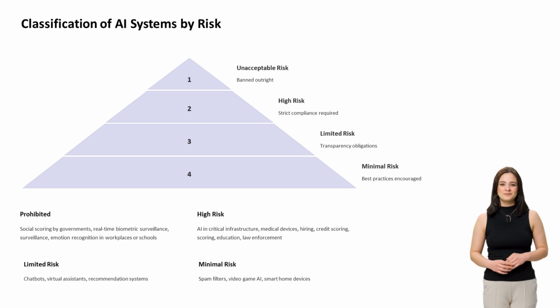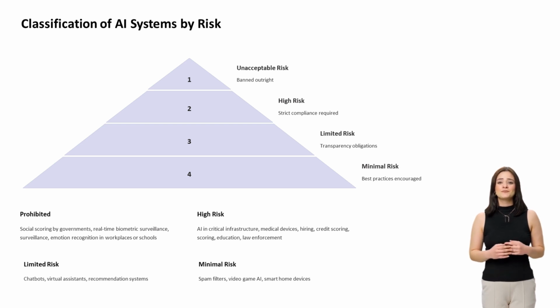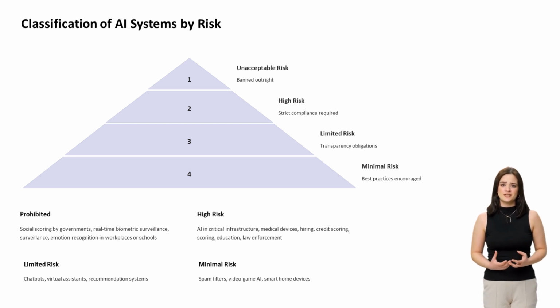reach the market. Third, limited risk. This applies to systems like chatbots and AI-powered recommendation engines. The main obligation here is transparency. Users must be informed that they are interacting with an AI. And fourth, minimal risk. This includes AI in spam filters or video games. The vast majority of AI systems fall here. There are no mandatory obligations, but the Act encourages voluntary adherence to codes of conduct.